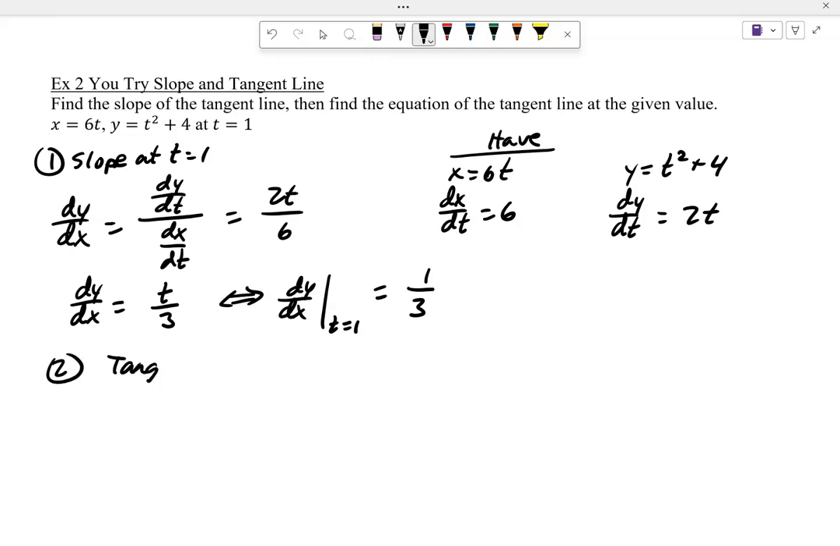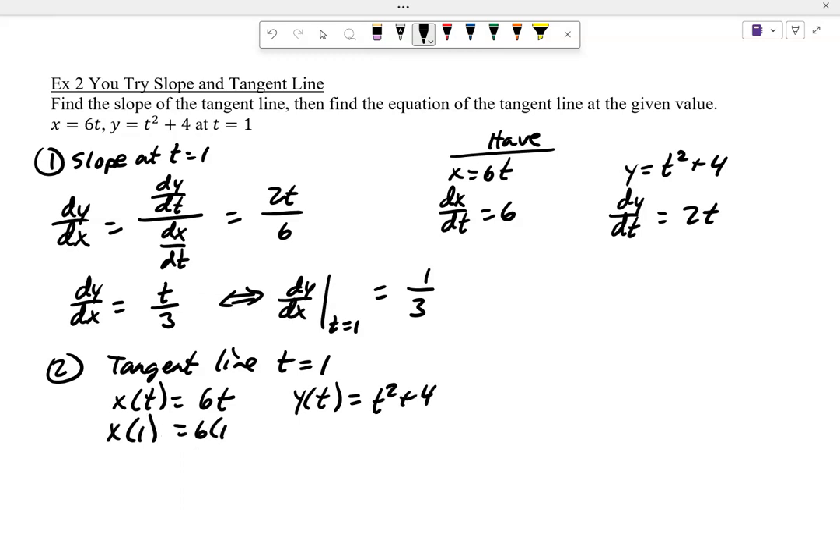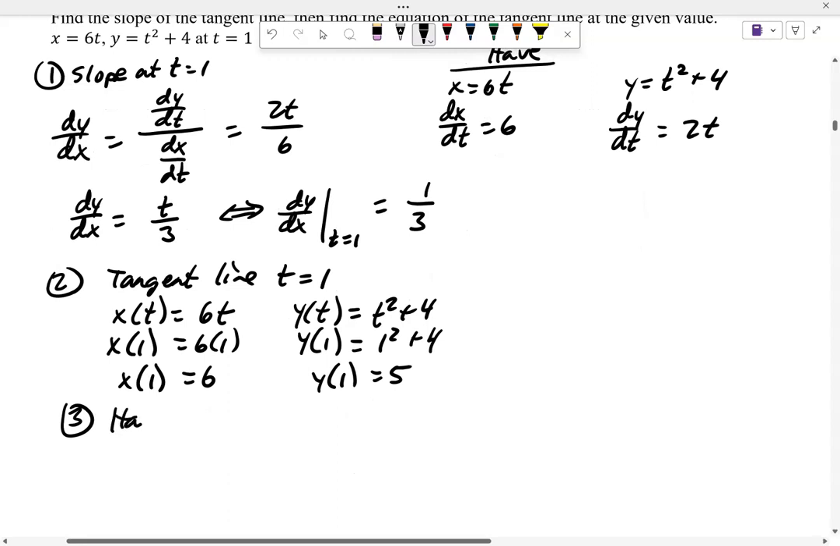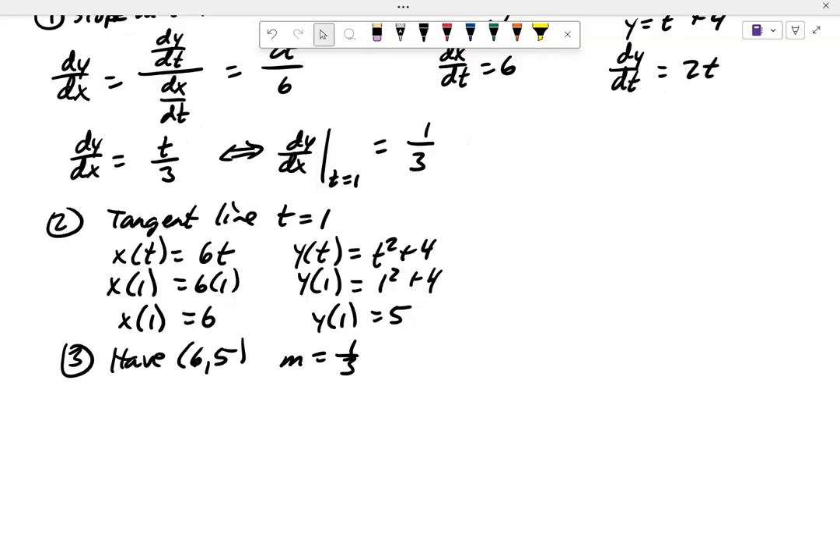But I want the equation of the tangent line when t equals 1. So I got to find the x and y value when t is 1. So I have a point on this parametric curve. So x of 1 is 6 times 1. So my x value is 6. My y value is 5. So I have the point (6, 5), and my slope is a third.